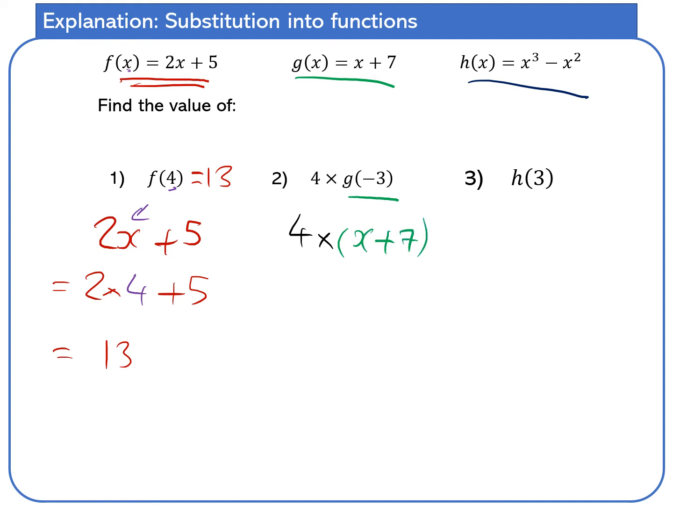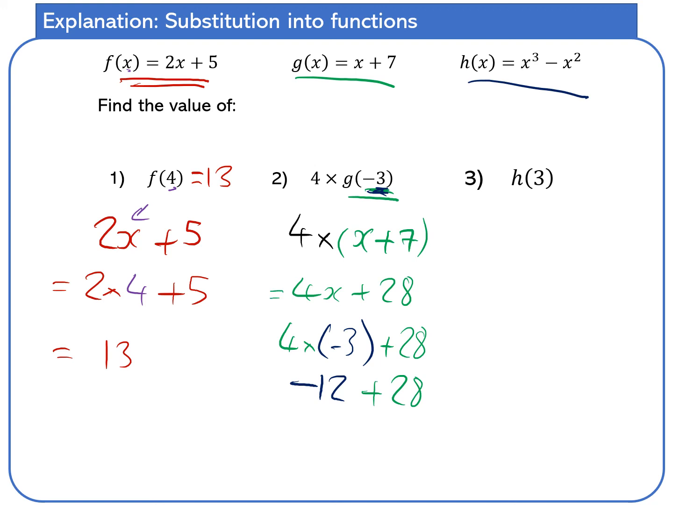So I can actually multiply this out if I want to make it a little bit easier. So we've got 4 times x is 4x, 4 times 7 is 28. Now I can substitute in that minus 3. But I'll put that in a bracket. So 4 times minus 3 plus 28. 4 times 3 is 12, so that will be minus 12 plus 28. And that will give us 16.